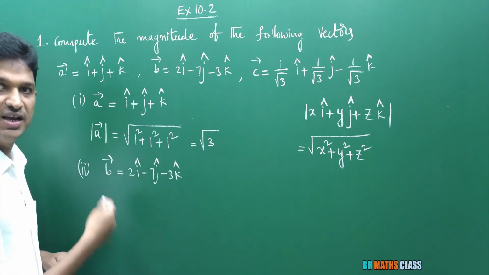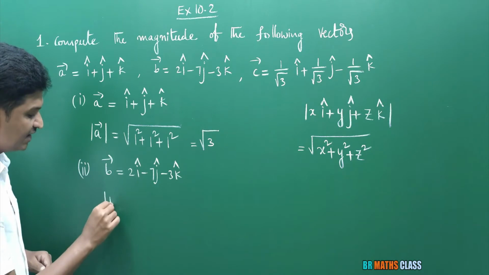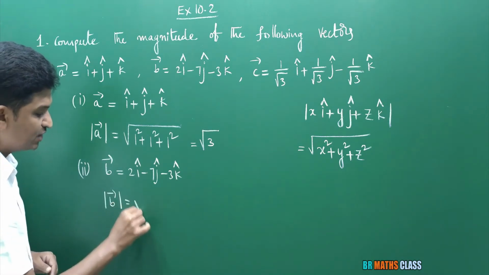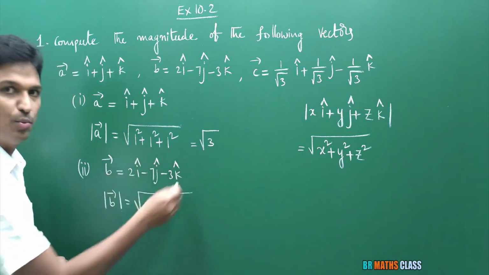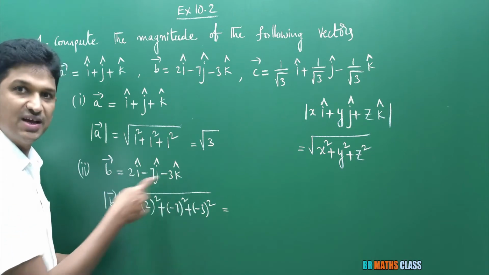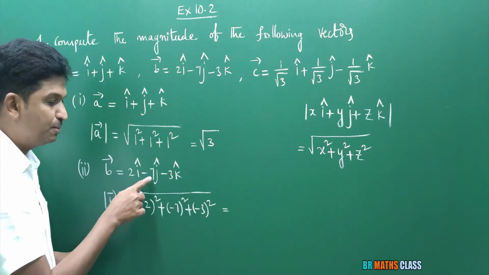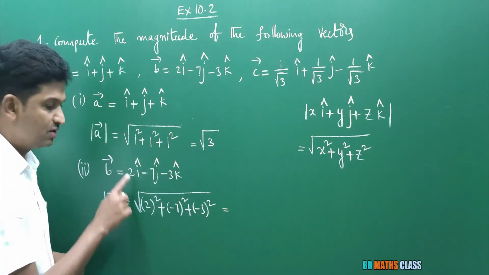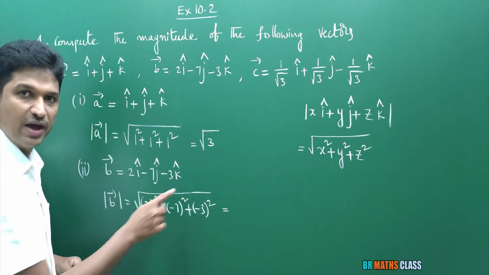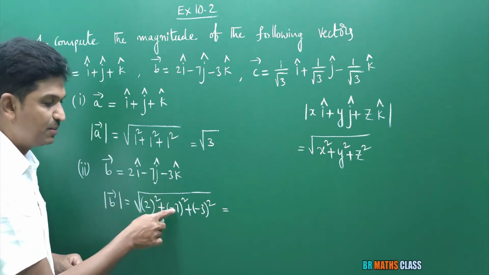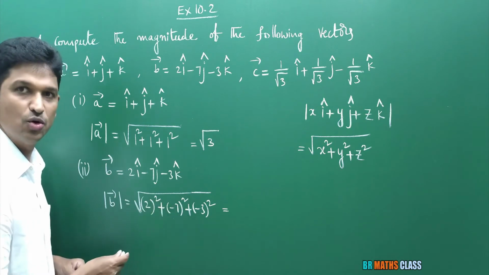We need to calculate the magnitude of this vector. To calculate the magnitude of this vector, I need the scalar components of this vector. For this vector, the scalar components are 2, minus 7, minus 3. So this magnitude is the square root of 2 whole square plus minus 7 whole square plus minus 3 whole square.